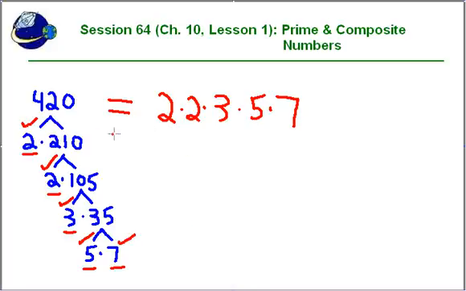420, therefore, as prime factors is 2 times 2 times 3 times 5 times 7. And just a quick double check, 2 times 2 is 4, 4 times 3 is 12, 12 times 5 is 60, 60 times 7 is 420. So we just double checked to see in fact that this is the correct answer.